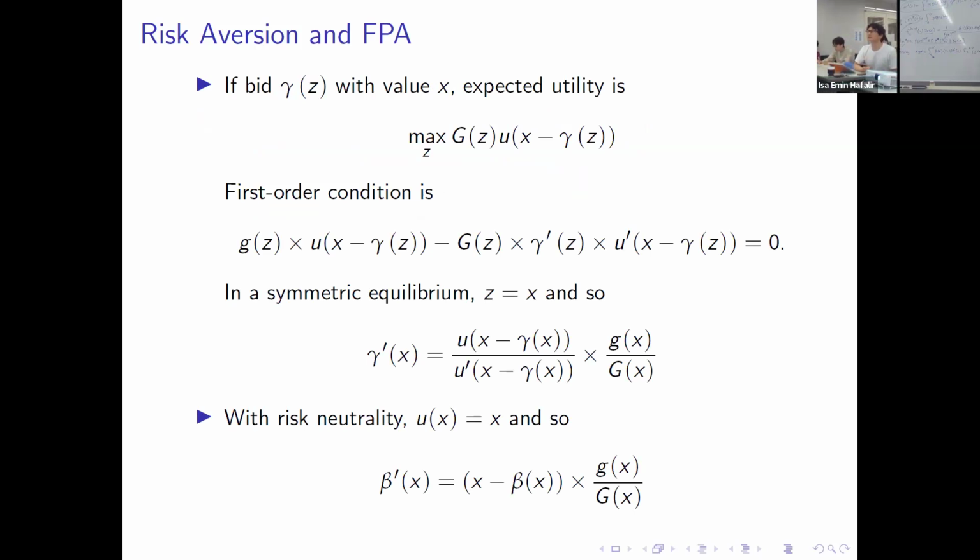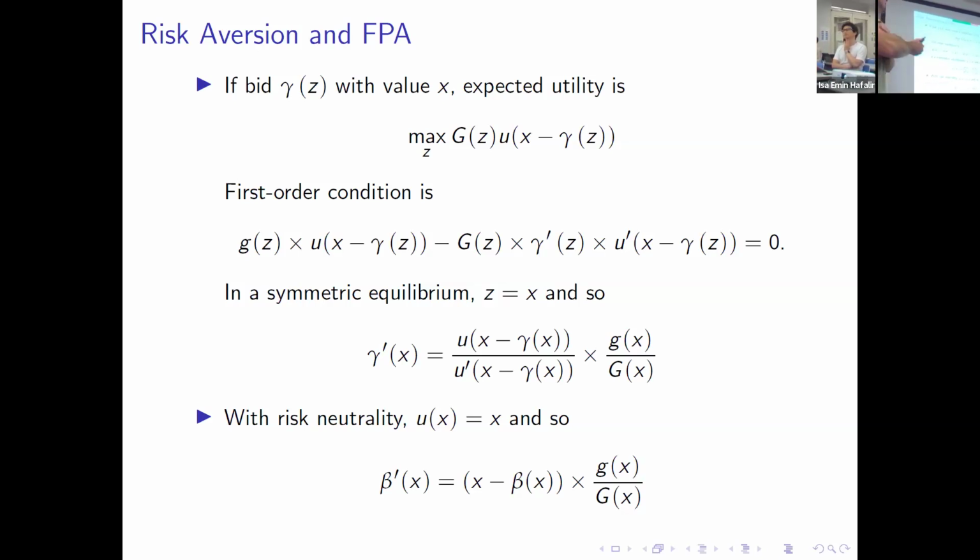Again, we will use the same trick. We will consider a bidder whose value is X, but who is bidding as if his value is Z. With probability G of Z, I'm going to win the auction, because only when all the other bidders have values smaller than Z will I win. But in that case, my utility is not X minus gamma Z anymore, but U of X minus gamma Z, U of X minus P.